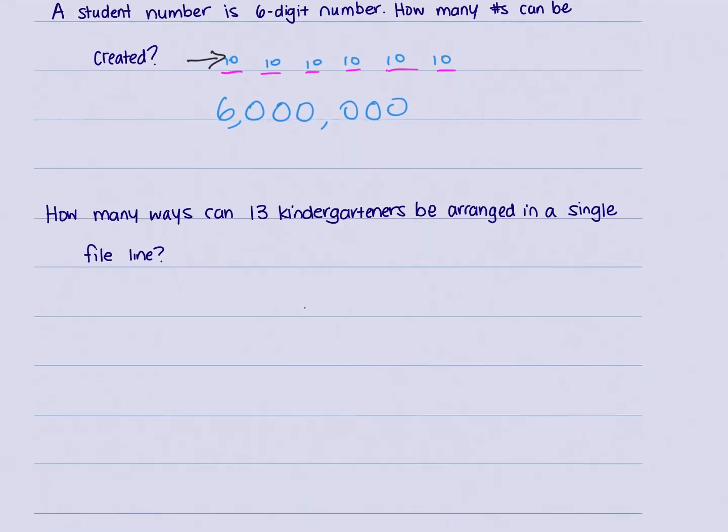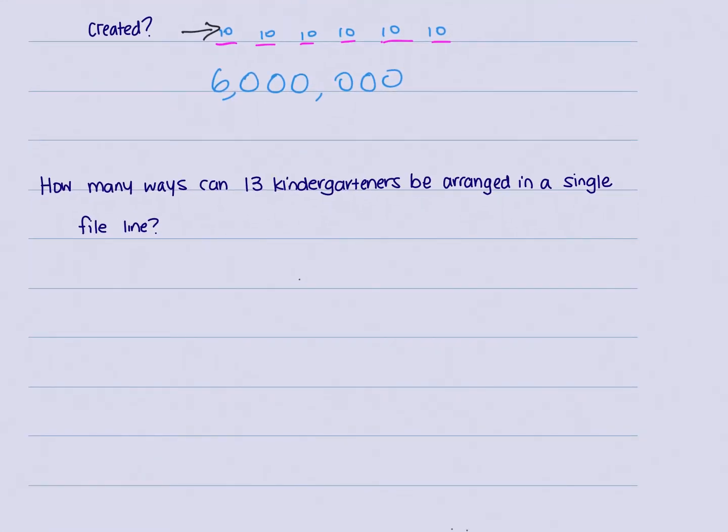How many ways can 13 kindergartners be arranged in a single file line? This is a case in which order matters. So this is going to be a permutation of those 13. So 13 factorial, which you can either do 13 times 12 times 11 or work your way all the way down. That would be a lot. Or find the probability button on your calculator, which has the exclamation mark.